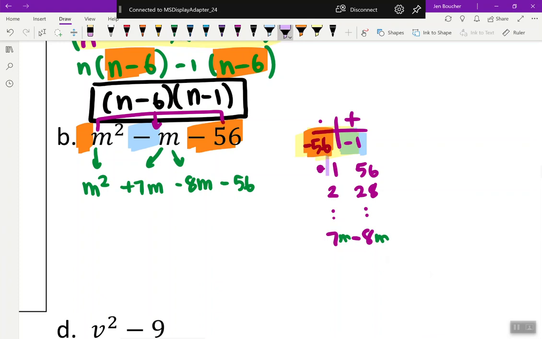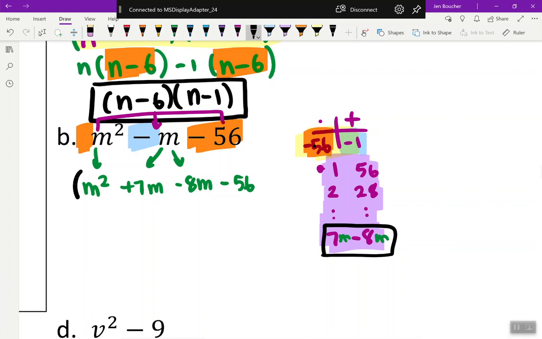Then I just started looking at all of my 56 combinations. I started with 1 and 56, 2 and 28. And then Maddie said it was 7 and 8 because that was number 28 on the assignment, so I just jumped to it. Those 2 numbers multiply to a negative 56 and add to a negative 1. We'll do it again on the next problem. Hopefully, as you see, it will get easier.